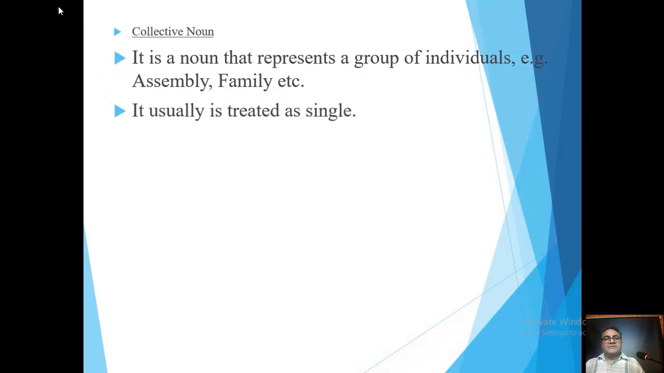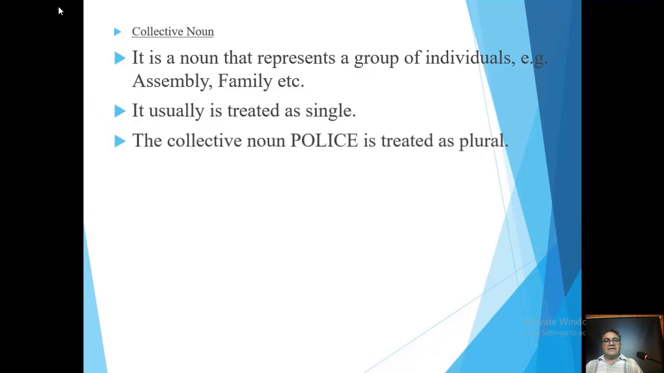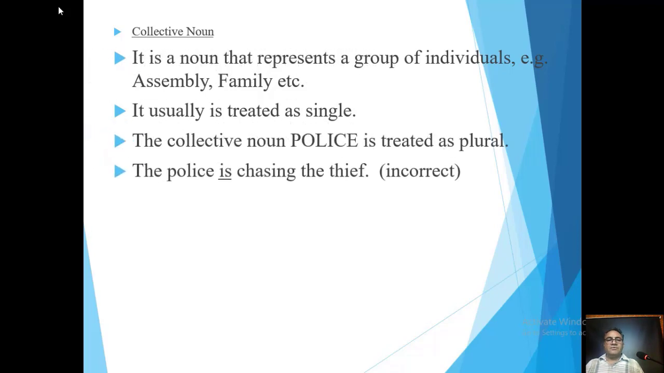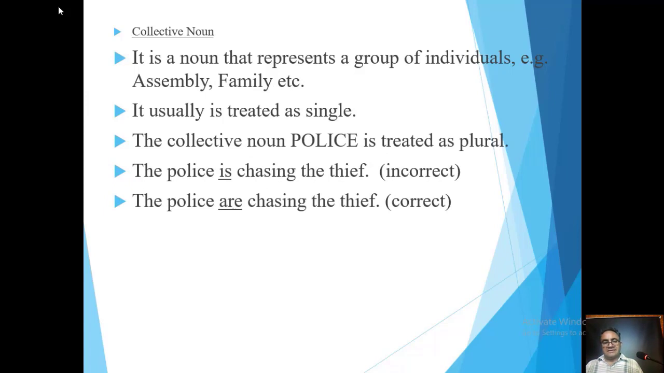The collective noun is usually treated as singular. But the collective noun police is treated as plural. For example, "The police is chasing the thief" is an incorrect sentence, and "The police are chasing the thief" is the correct sentence.